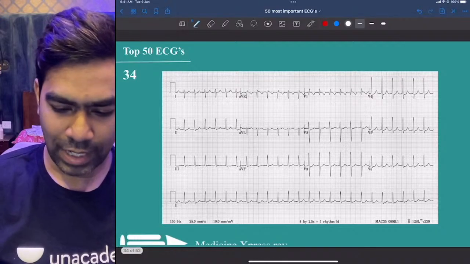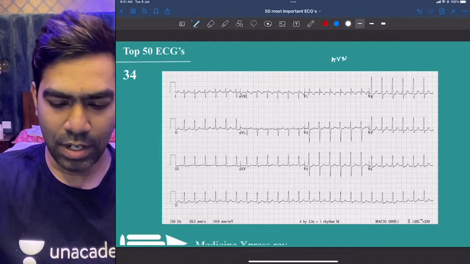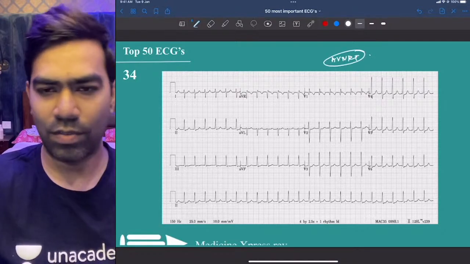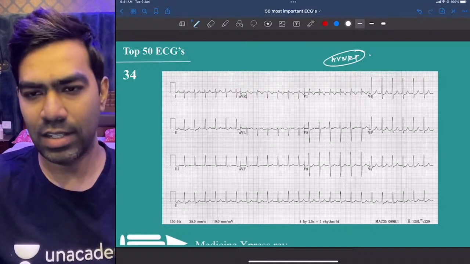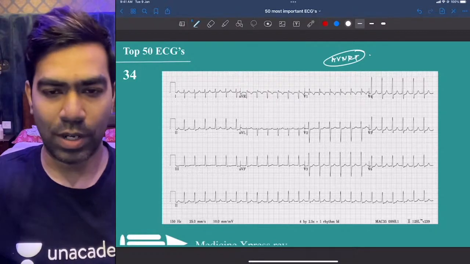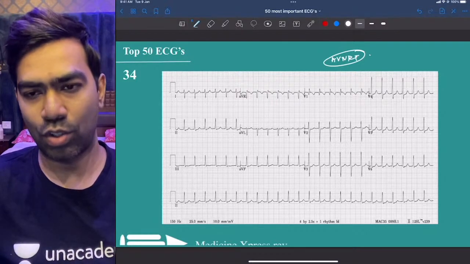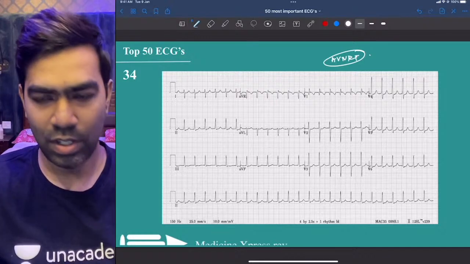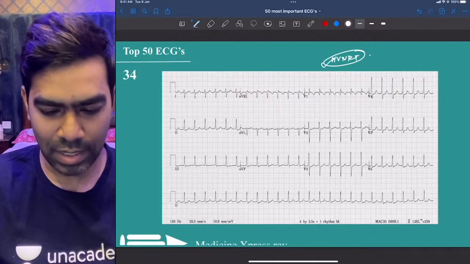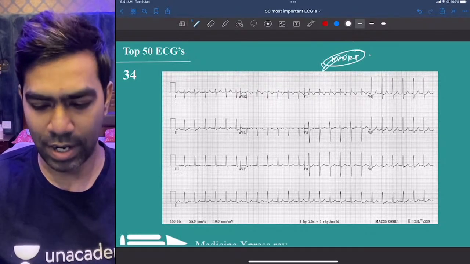And look at this one. This is a classic rhythm again. This is an AV nodal reentrant tachycardia. One of the main differential diagnoses for AVNRT is AVRT with orthodromic conduction, or atrioventricular reentrant tachycardia with orthodromic conduction, that typically happens in patients with Wolff-Parkinson-White syndrome. But this is an example of AVNRT, or AV nodal reentrant tachycardia.